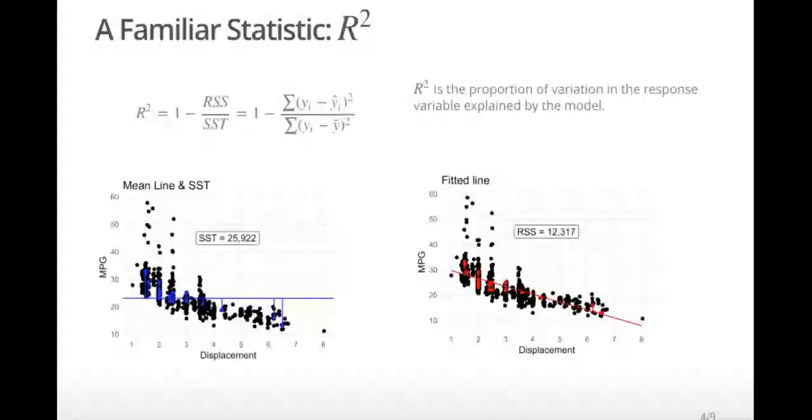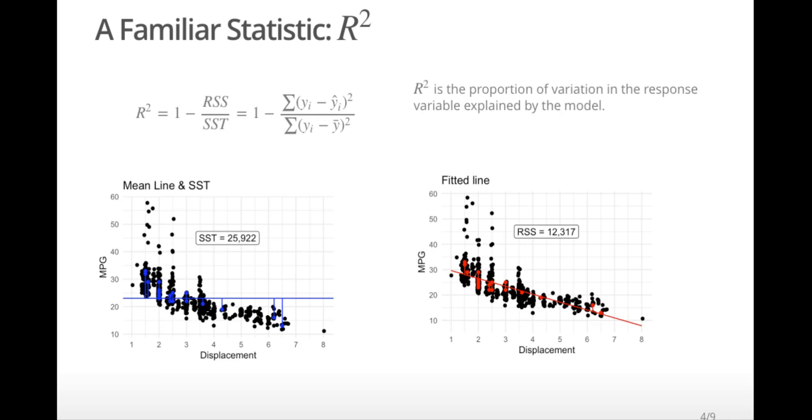One way we can measure variation in a variable is the total sum of squares, or SST for short. It is calculated as the sum of the squared differences between the actual response values, the yi's, and the mean response value, y bar. These differences are indicated for a few observations in the graph on the left in blue. The SST is about 25,922.